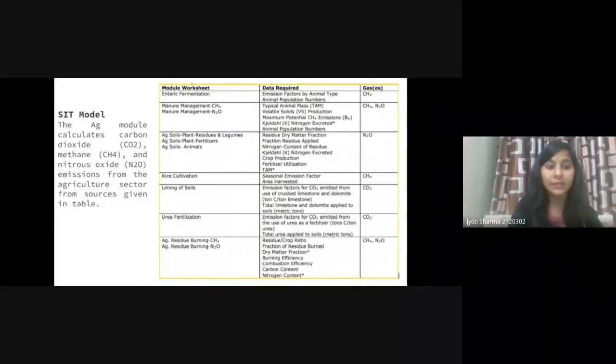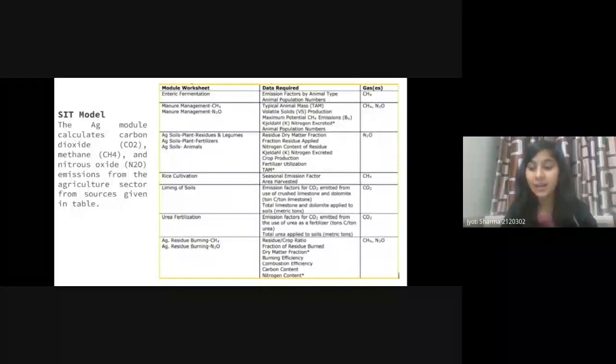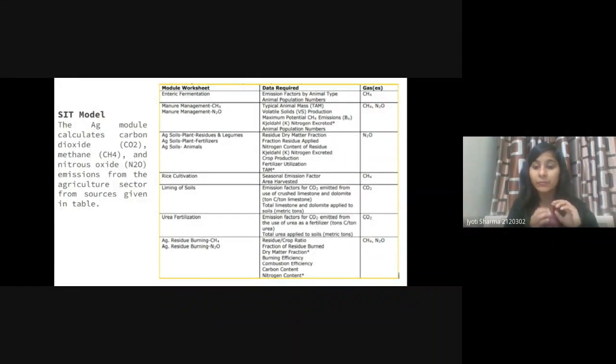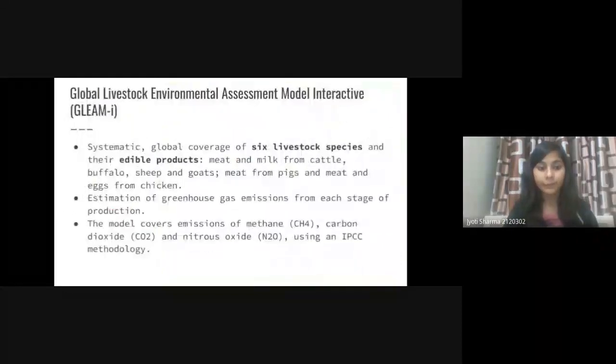Here you can see that this AG module calculates carbon dioxide, methane, and nitrous oxide emissions from the agricultural sector, from the sources given in your table. So this gives you just three types of gases, which are greenhouse gases. It does not give you other pollutants, for example particulate matter. Some tools may give you particulate matter, sulfur dioxide, or nitrogen dioxide emission inventories, but this particular tool gives you carbon dioxide, methane, and nitrous oxide. And before that, you have to give the input like that.